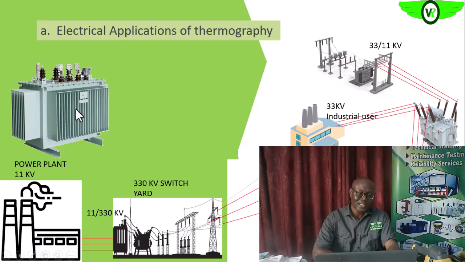So like in transformers, we know we have windings inside this transformer, and during normal operations, current flows through the various phases of the winding. Heat is what is generated within the transformer. So this heat that is generated will be absorbed by the oil, the cooling oil or insulating oil that is in contact with the winding inside this transformer tank.